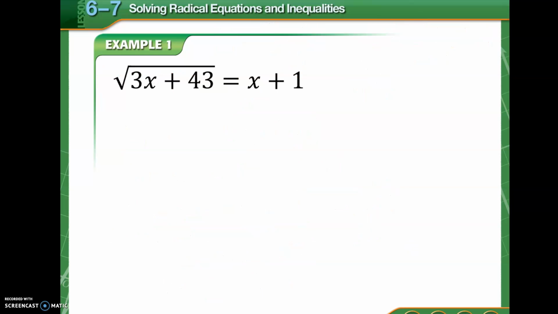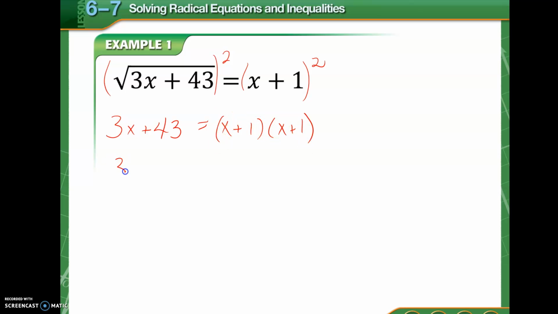All right, let's check one more. Because we've gotten a lot of no real solutions, let's get one that will be not a no real solution, possibly. So I'm going to square both sides again. So I get 3x plus 43. And I would pause the video again and I would try this because that's how you learn best. And then I'm going to do x plus 1 times x plus 1. So I get 3x plus 43 equals x times x is x squared. 1 times x is 1x. X times 1 is 1x. 1 times 1 is 1. So I get 3x plus 43 equals x squared plus 2x plus 1.